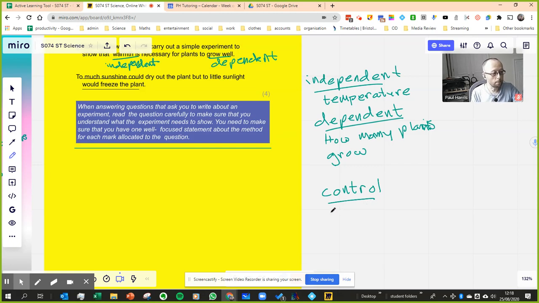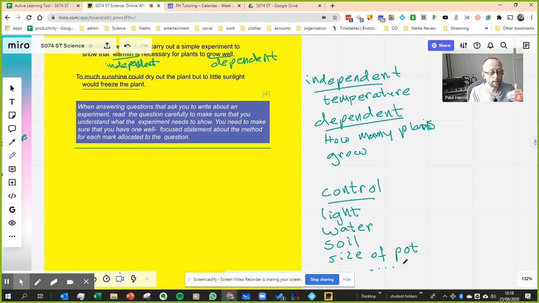So we want to be keeping the amount of light the same. We don't want one of my plants to be in the dark and one of them to be in the light, because otherwise maybe it was the light that made them grow better. We want to keep the amount of water the same. We want to keep the same type of soil, the same size of flower pot. So these are the kind of things they wanted you to say for designing an experiment.